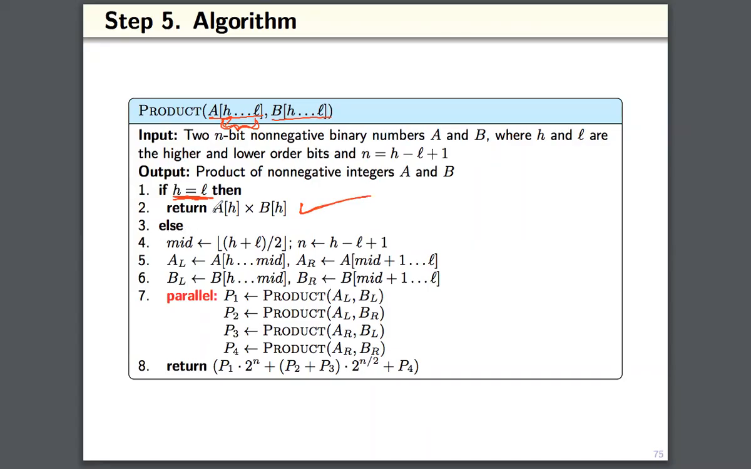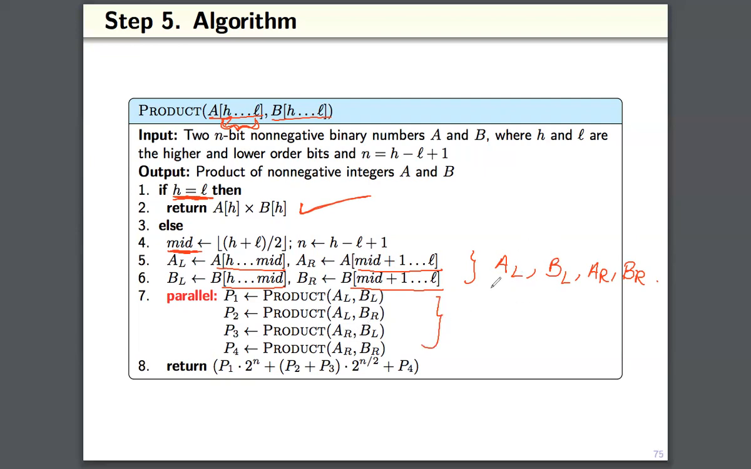If it has more than 1 bit, find the midpoint, so (H plus L) by 2. It would be easier if it is a power of 2. You can easily solve it. Then you can split this A subarray into 2 subarrays, AL and AR: high to mid, mid plus 1 to low. The same for B. Here you're just defining what AL, AR, BL, BR are.